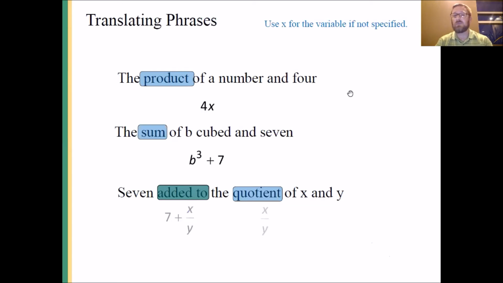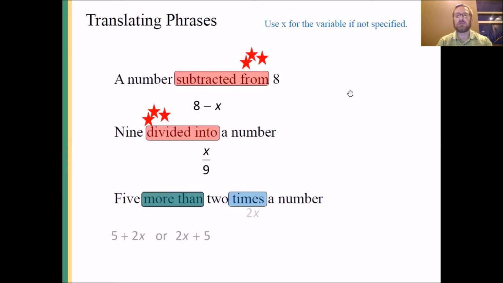Translating some more, we've got product again. Product of a number and 4 is 4x. The sum of b cubed and 7 is b to the third power plus 7. Remember, exponents we're not going to really deal with that much at this point, but we will have them later. 7 added to the quotient of x and 7, so it's a little bit more complicated, but you can handle it. Number subtracted from 8. This is that backwards thing. The number comes after the 8 because it's subtracted from, and then here's that other pink one. 9 divided into a number is x over 9.